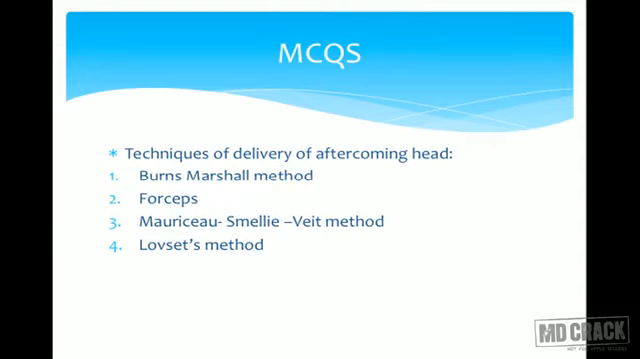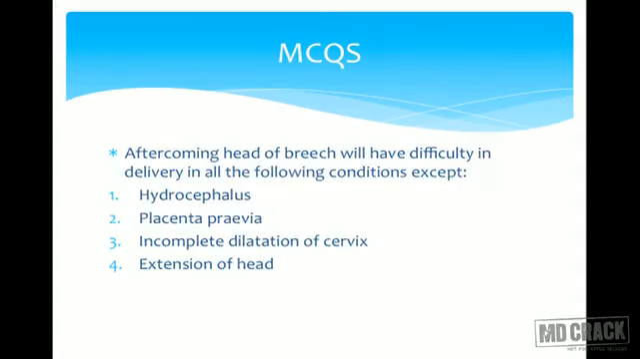Technique of delivering the aftercoming head. Options are Burns-Marshall, forceps, Mauriceau-Smellie-Veit method and Lossett's method. Now guess the answer. As you know, for aftercoming head, we have 3 methods. Burns-Marshall is also possible. Forceps can also be applied to conduct safe delivery of the aftercoming head to avoid the chances of compression and sudden decompression, and Mauriceau-Smellie-Veit method is there. So except Lossett's, all are the correct answers. Lossett's is used for delivering the extended arms.